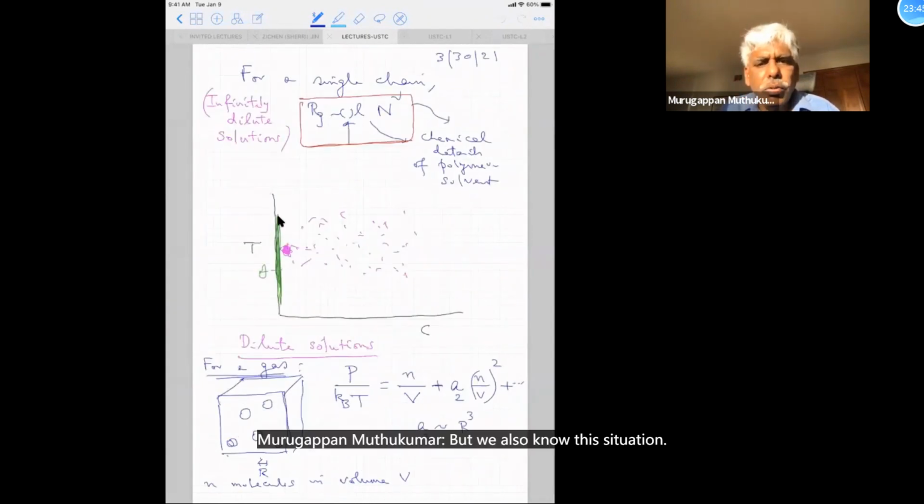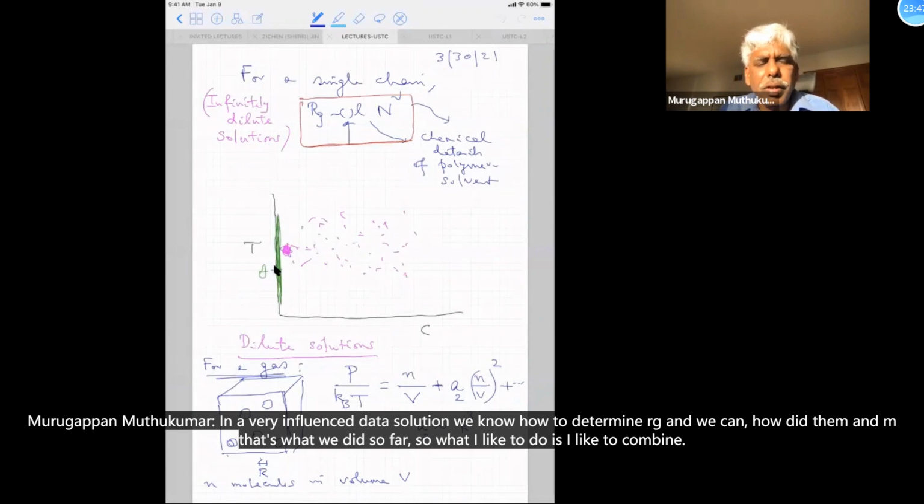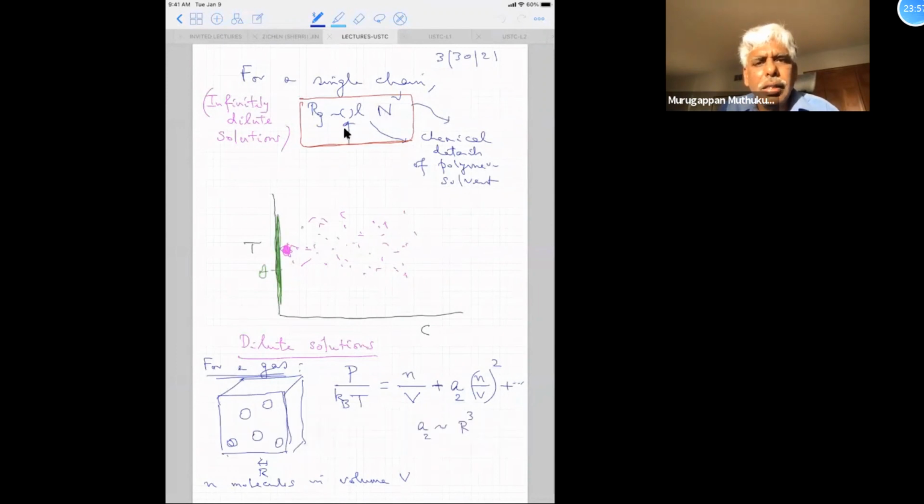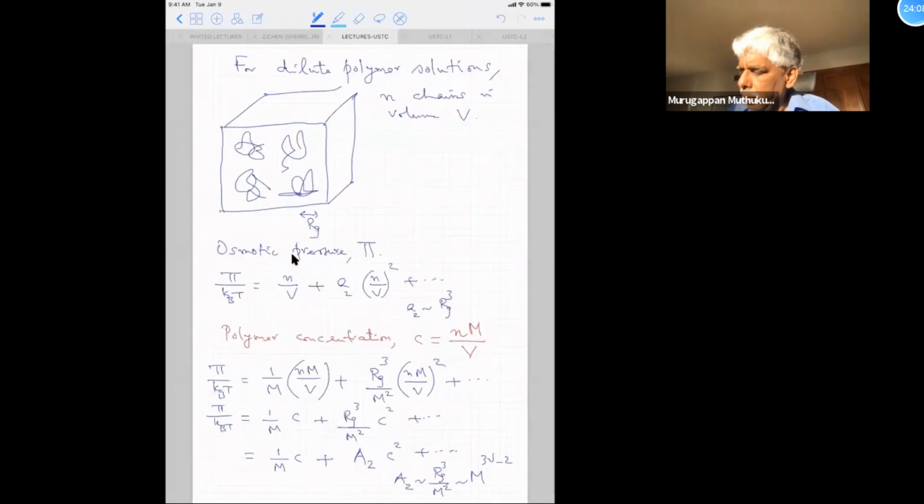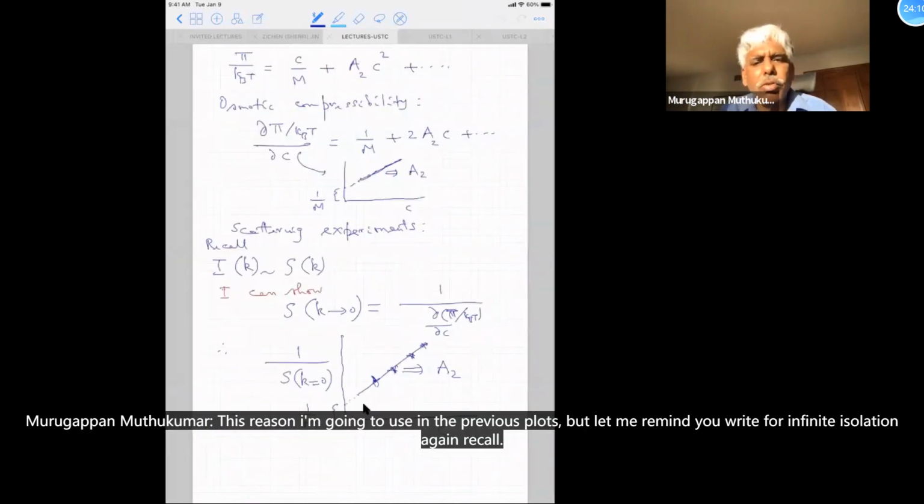But we also know this situation. For infinitely dilute solution, we know how to determine Rg and how to determine M. That's what we did so far. So what I would like to do is combine the methodology that we used for infinitely dilute solution with what we just argued for the K equal to 0 limit. I'm going to use the previous plots, but let me remind you.